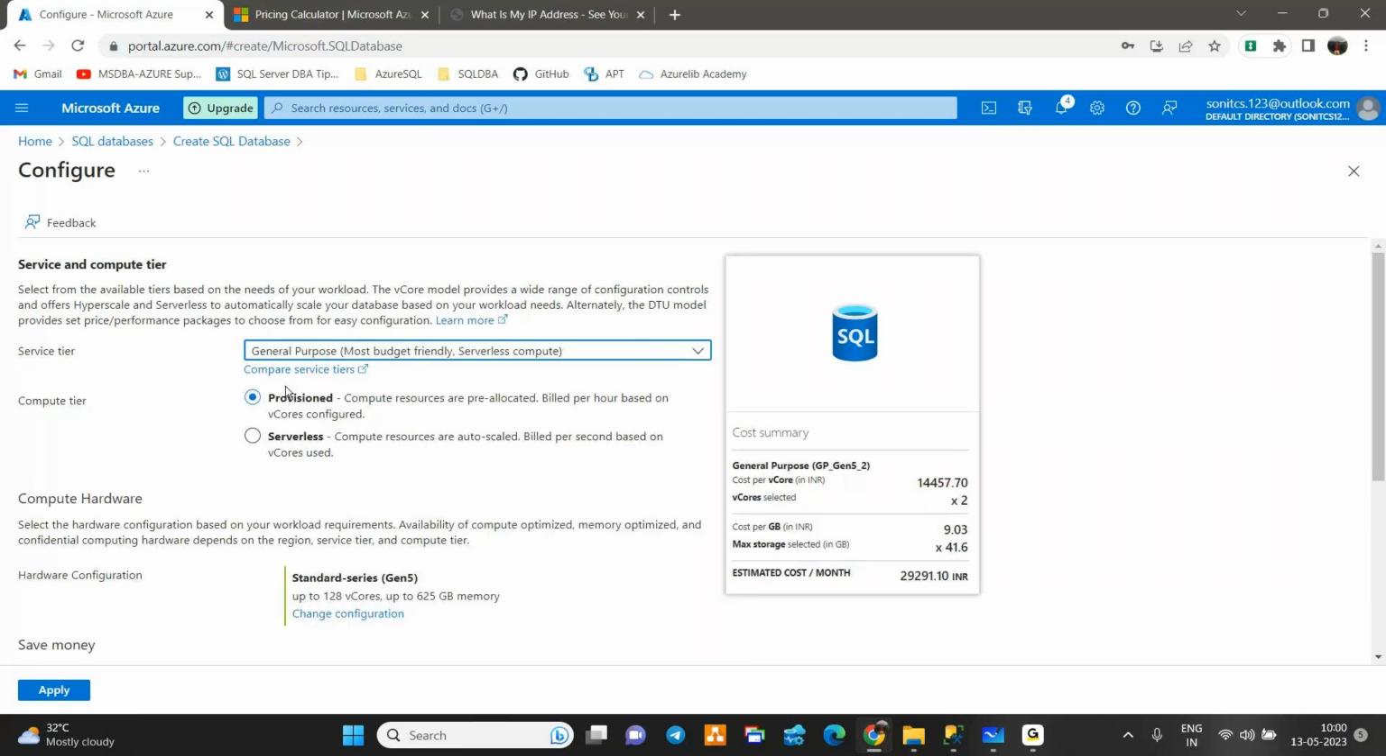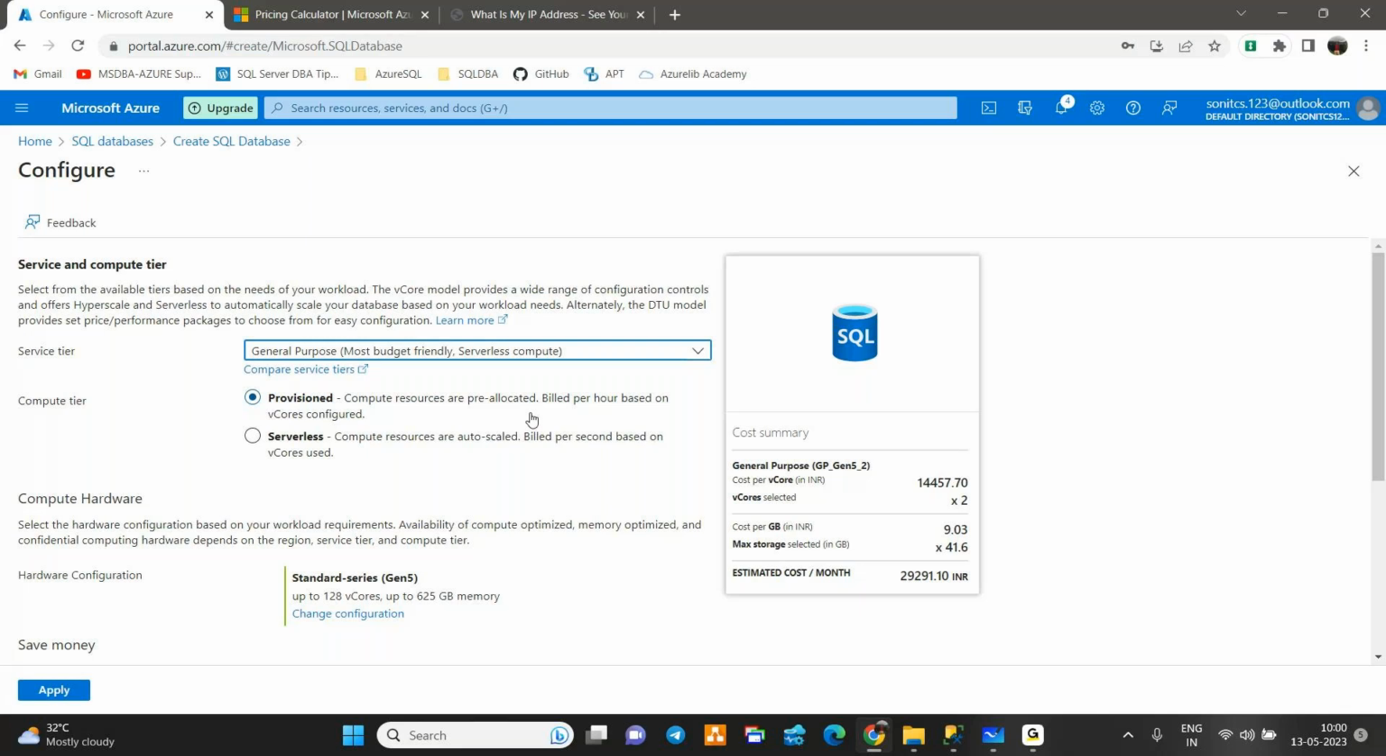Under general purpose, you are seeing two things. One is provisioned, one is serverless. Now here, a little bit of difference. What do you mean by provisioned? By default all your resources will be allocated only for your database, whatever the CPU, whatever the memory, whatever the storage. Its compute resources are pre-allocated and only you can access those resources. No one else can access them.